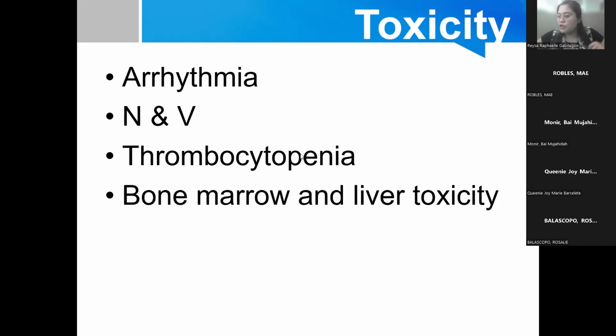What do you mean by thrombocytopenia? Anyone who knows what thrombocytopenia is? Thrombocyte means, what does thrombocyte mean? Low platelet count. Very good.